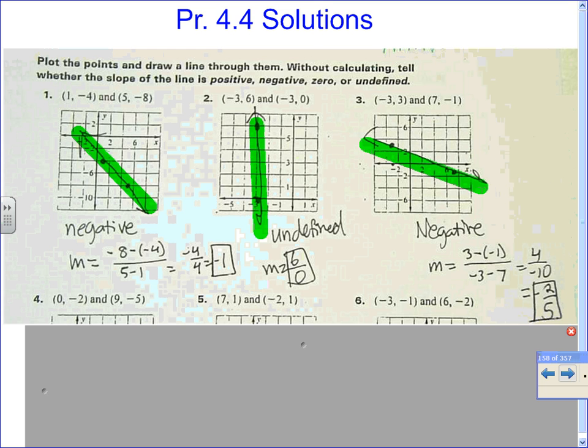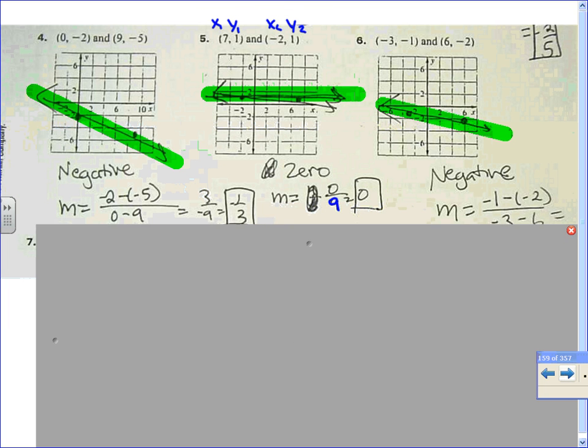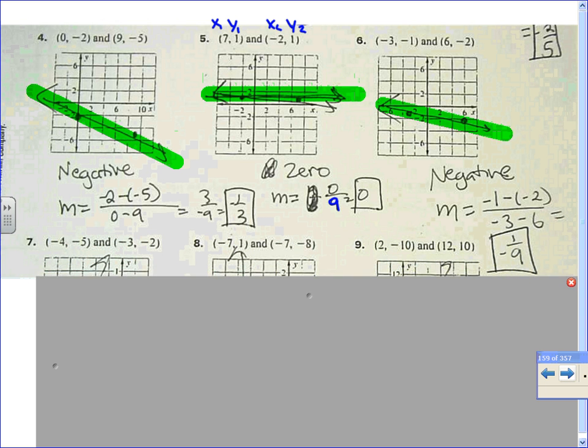Okay, number 4, negative, -1/3, check your graph. Number 5, slope of 0, check your graph. Number 6, negative slope is -1/9, check your graph.